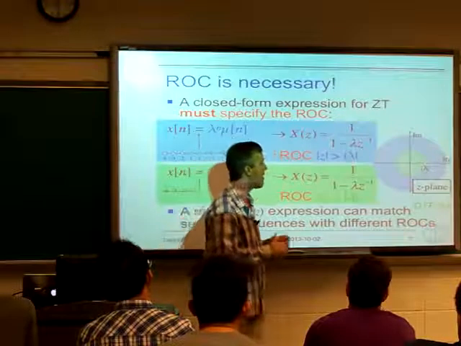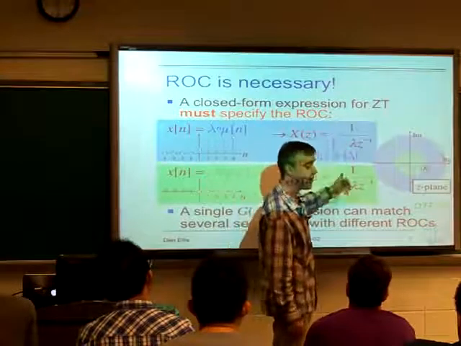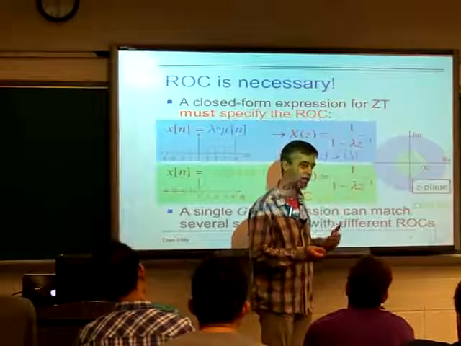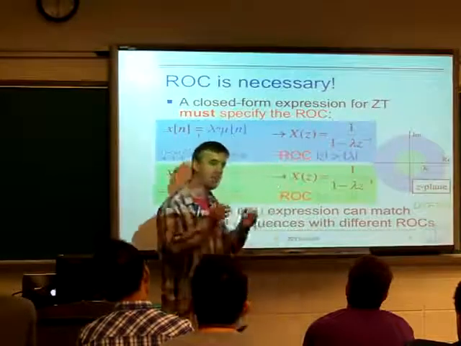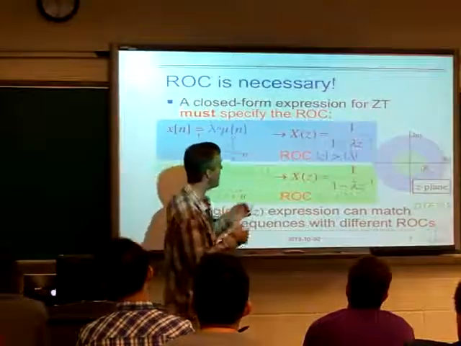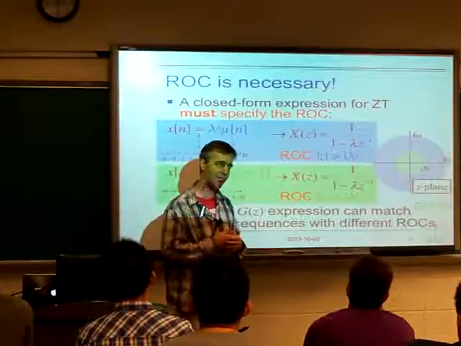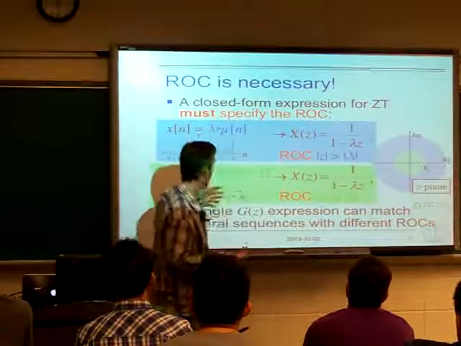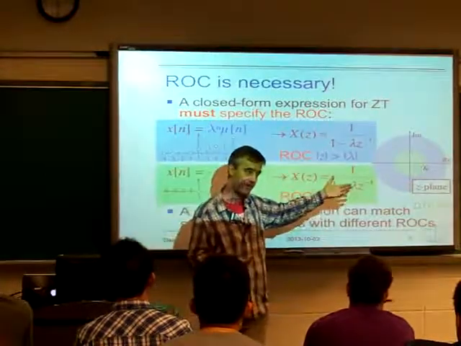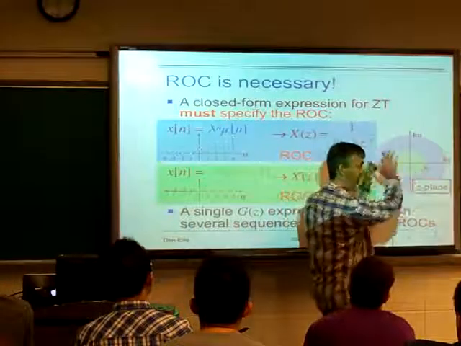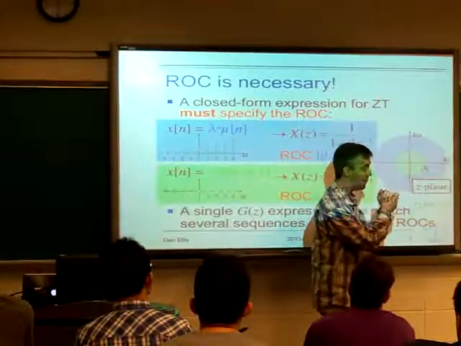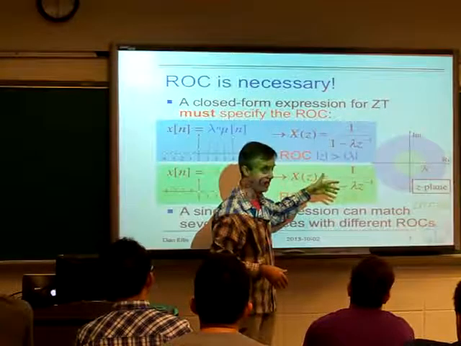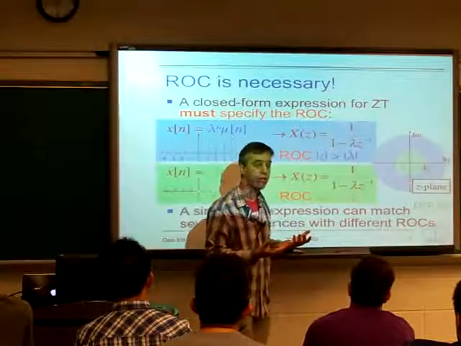Now it just happens that the closed form expression for the values of z within the regions of convergence for these two sequences is the same closed form expression. But of course, there's no value of z for which both of these regions of convergence is valid. So they're different sequences with different z transforms, because the z transform is the actual value of X of z for some set of values of z. But it happens they have the same closed form expression because the closed form expression is valid over different ranges of values of z.